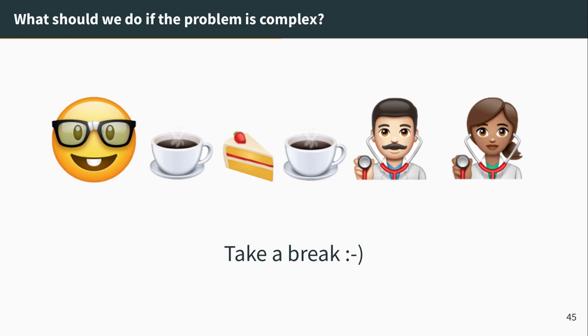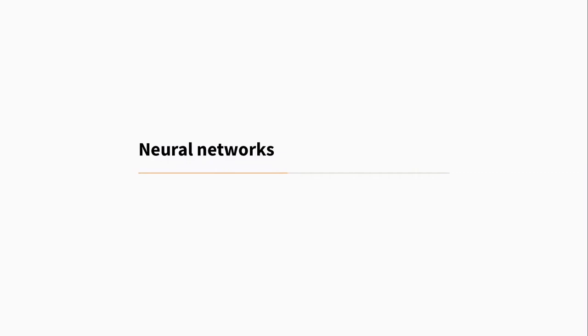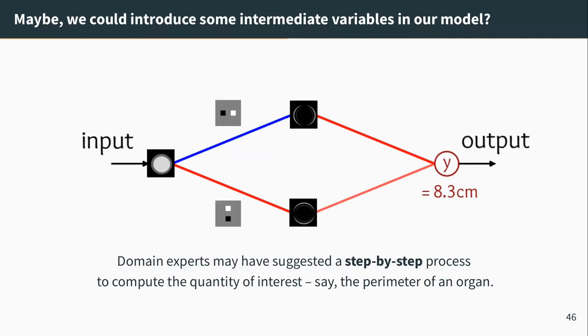So okay, let's say that we had a dinner with our doctors, and we told them that linear regression is fine, but you only capture that sugar is bad for you, alcohol is bad for you, vegetables are good. It's too crude, and you want to do something a bit more complex. And so maybe they're going to tell you, why don't you introduce some intermediate variables in your model?